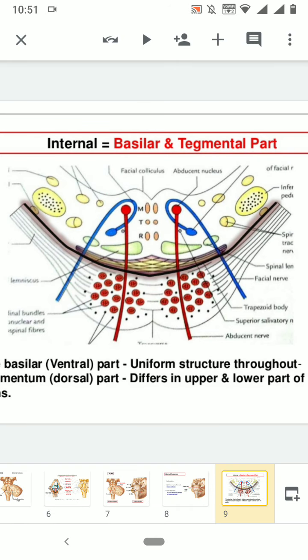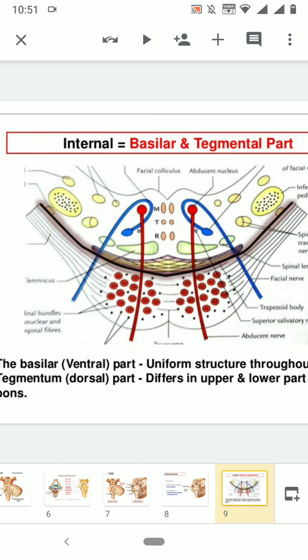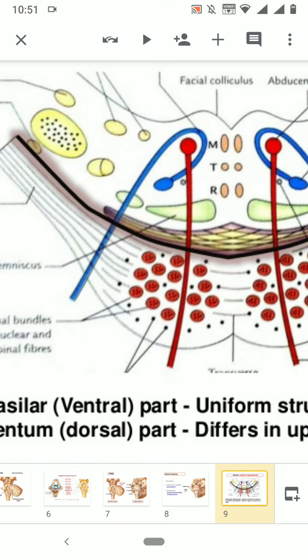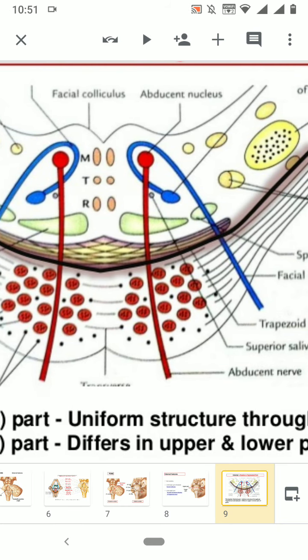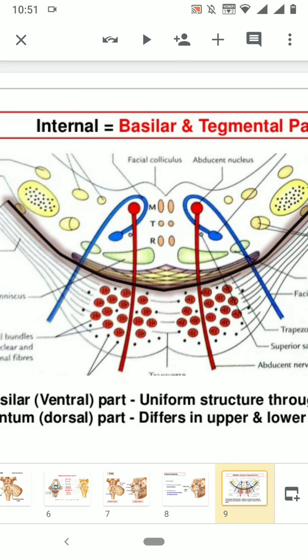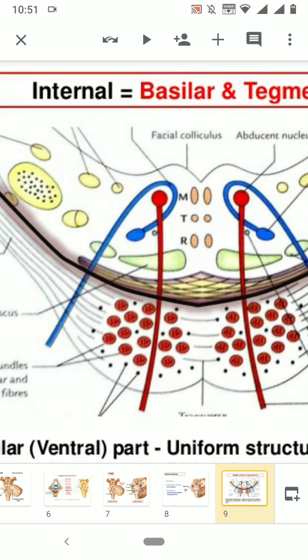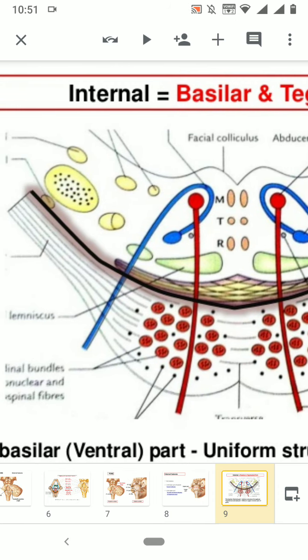Okay, so now if you see this diagram, don't look at the upper half of the diagram, just concentrate on the lower half of the diagram. You can see a black bold line, so concentrate on the part of the diagram which is below the black bold line. That is the basilar part of the pons, or the ventral part of the pons. We already saw the ventral surface, so this is just a cross section and we are seeing from ventral to dorsal. So don't look at the dorsal part at this moment, only concentrate on the lower part of the diagram.